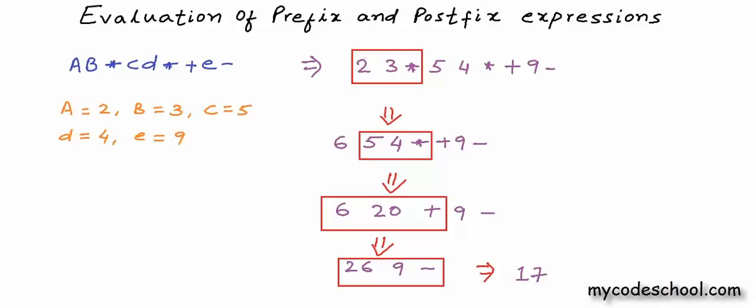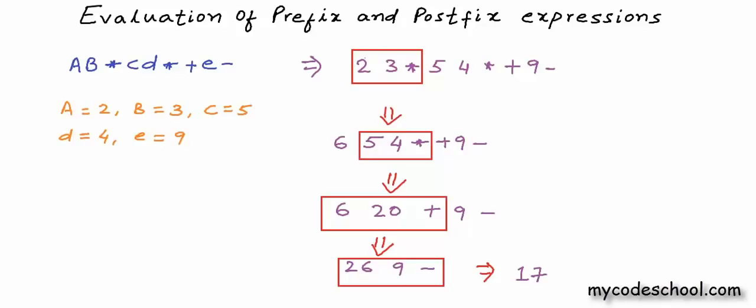If you can see, in this expression we are applying the operators in the same order in which we have them while parsing from left to right. So first we are applying this leftmost multiplication on 2 and 3, then we are applying the next multiplication on 5 and 4, then we are performing the addition, and then finally we are performing the subtraction.